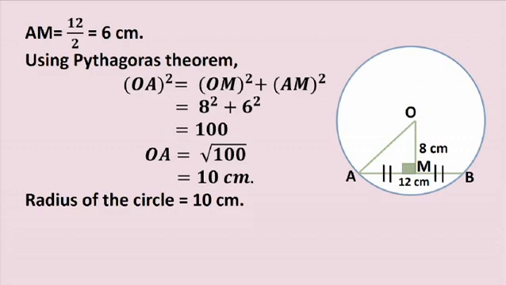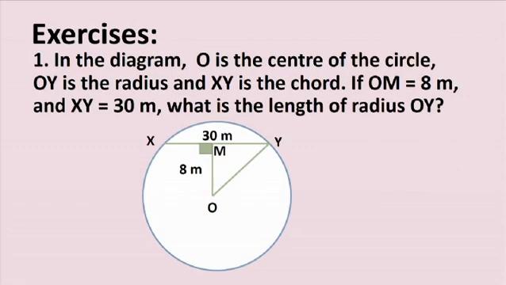So here in this question, you had been asked to find the radius given the length of the chord and the length of the perpendicular bisector. Now, this may vary in different questions, as you will see in the given exercises. So you have some questions for you to practice based on the perpendicular bisector.